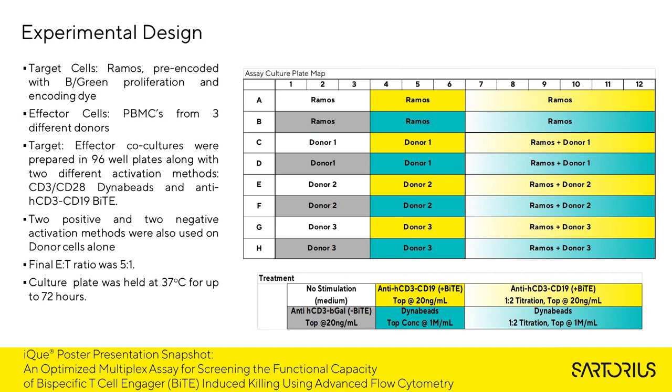In addition to the activation dose response in co-cultures, to demonstrate the effect of the treatments on single-cell cultures alone, the Ramos cells and cells from each donor were treated with the 2 positive activation methods at the top concentration, along with 2 negative activation treatments, which were media alone and an anti-CD3 beta-gal negative BiTE. The final effector to target ratio in the co-cultures was 5:1, and the co-culture plate was held in a humidified incubator at 37 Celsius for up to 72 hours.